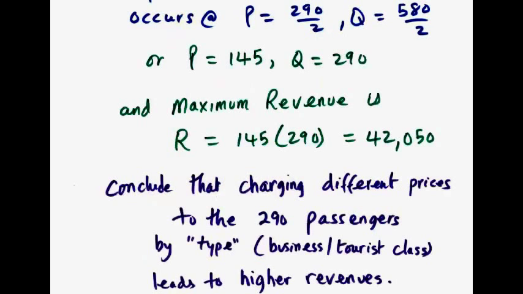And we can show that this revenue will be $42,050, which is $800 less than if we were to price discriminate and charge a price of $125 to tourists and $165 to business passengers. We conclude that charging different prices to the 290 passengers by type will lead to higher revenues.